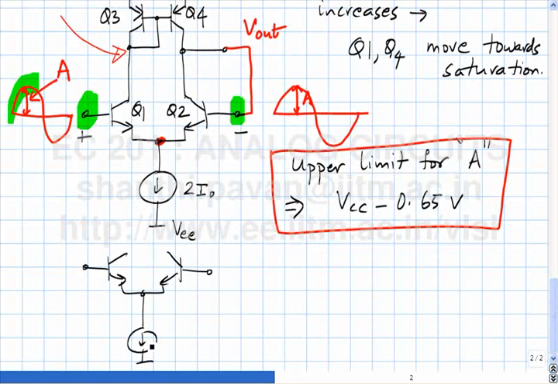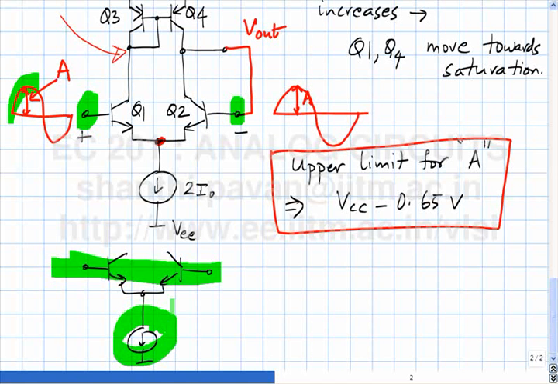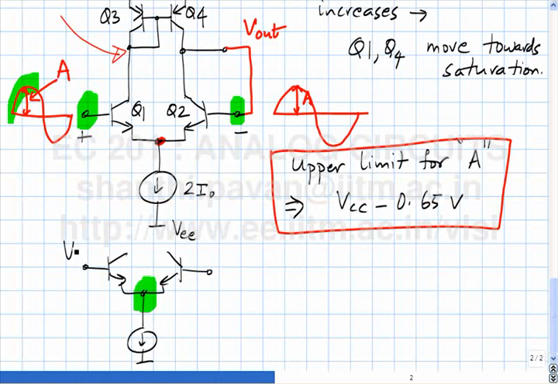Okay, I went through this whole discussion on common mode range of the differential pair. If the common mode input to both these terminals is too low, what will happen? The current source will go into saturation. Why? What is the potential at that node? If this was V1, this was also V1. What is this potential? V1 minus 0.65.